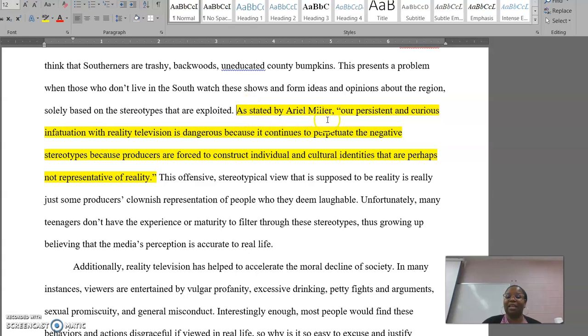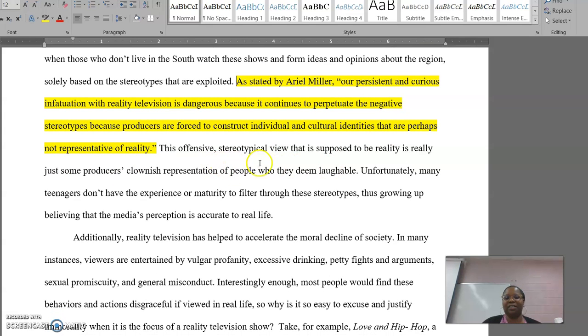Here's the quote. As stated by Ariel Miller, our persistent and curious infatuation with reality television is dangerous because it continues to perpetuate the negative stereotypes because producers are forced to construct individual and cultural identities that are perhaps not representative of reality. This offensive stereotypical view that is supposed to be reality is really just some producers' clownish misrepresentation of people who they deem laughable. Unfortunately, many teenagers don't have the experience or maturity to filter through these stereotypes, thus growing up believing that the media's perception is accurate to real life.